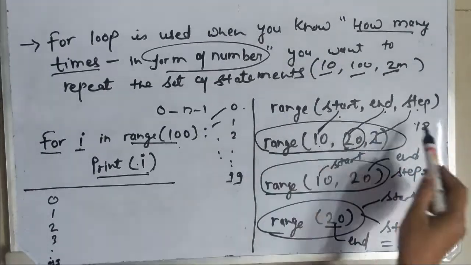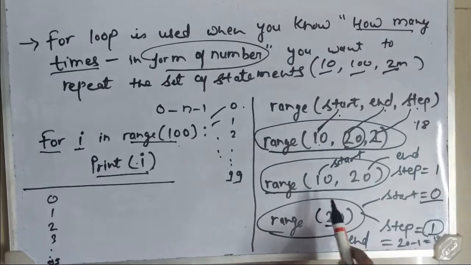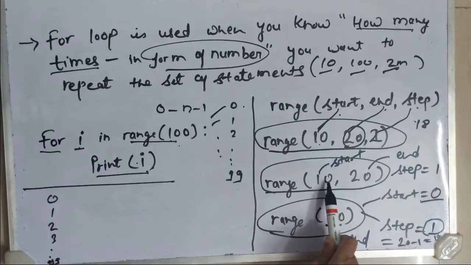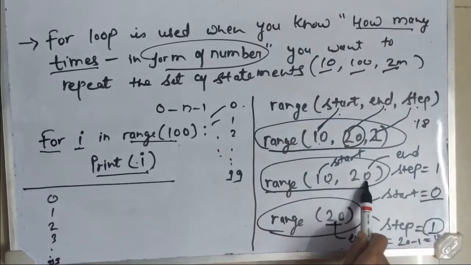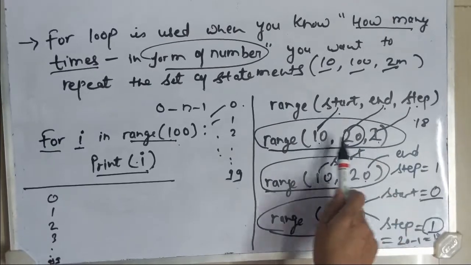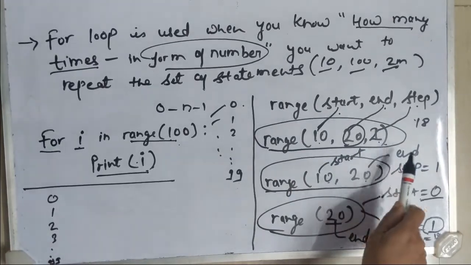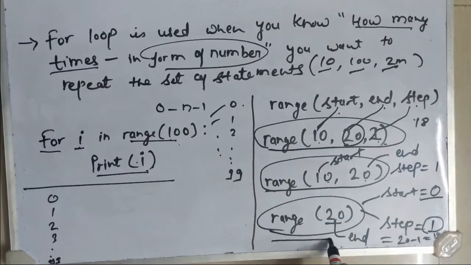So this is how a range function can be used. If you have a start value other than 0, then you will use this. If you have a different step size also, then you are going to use this kind of range function. Mostly we use this kind of range function with only the ending value.